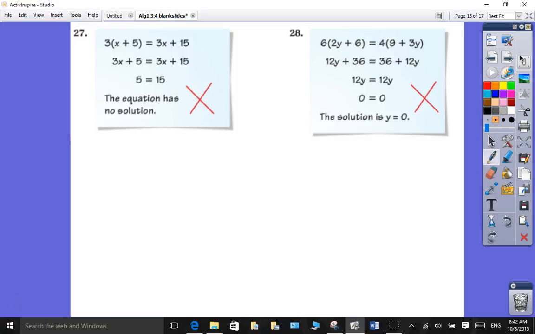So they came down to a statement that said that 0 equals 0, and they said that means the solution is y equals 0. What's wrong with that? It should be all real numbers. It's an identity, right? That's not what you learn when you get down to 0 equals 0. The thing to keep in mind when you get these statements that don't involve a variable anymore is it's either going to be no solution or all real numbers, right? It does not depend on the variable.